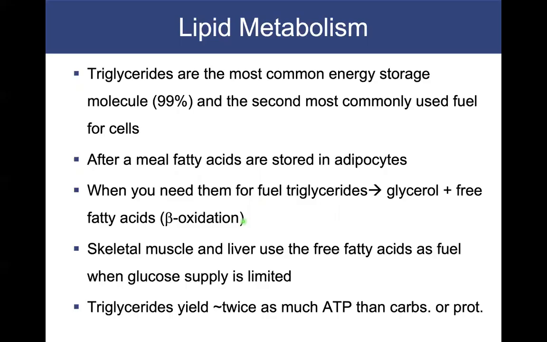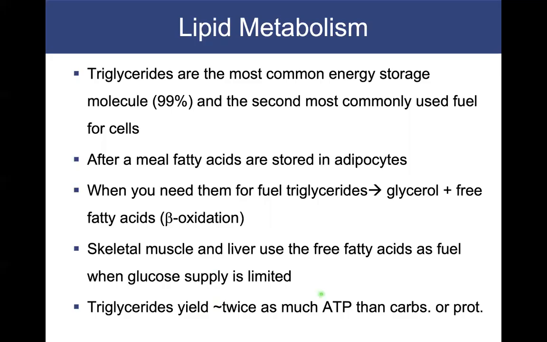Those free fatty acids are then dumped into the bloodstream, and your skeletal muscle can use them. This beta oxidation actually occurs in the liver, so the liver can use them. And we'll talk a little bit about this in more detail. Triglycerides, so fats, yield twice as much energy as carbs or proteins do, right?